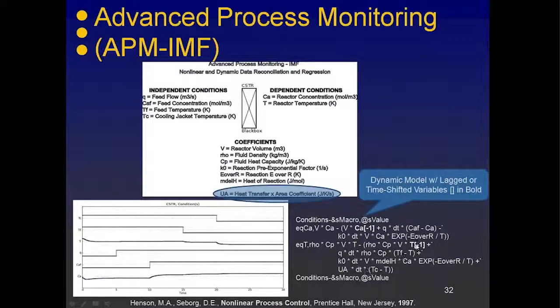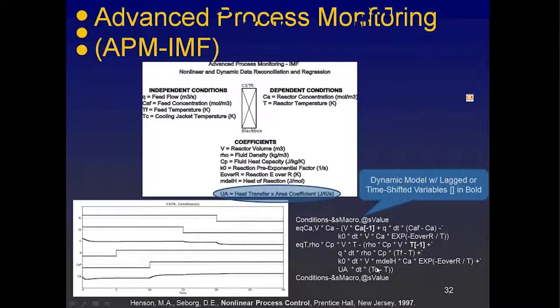So essentially what we're doing here, we're taking the pretty popular nonlinear problem from this nonlinear process control book, and we're essentially doing Euler's integration and solving, in this case, for the coefficient we're looking for, which is the UA heat exchanger term.